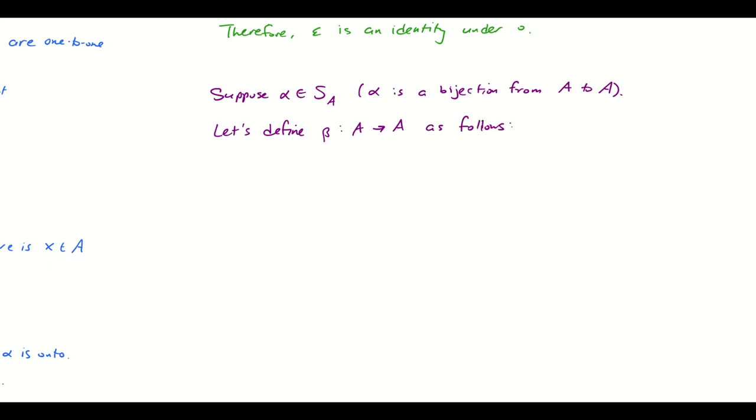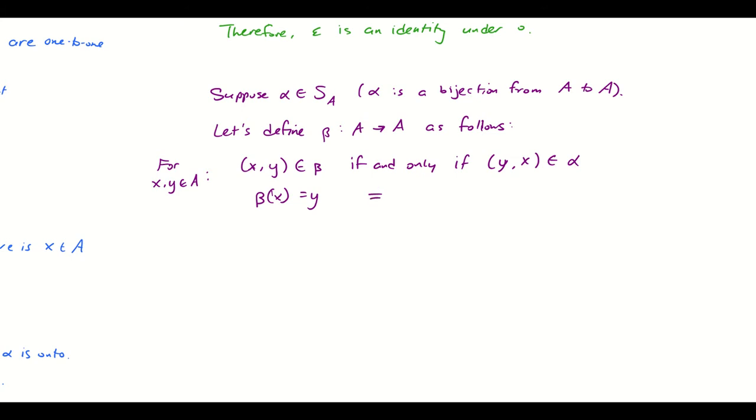I'm going to do this using the ordered pair idea of function to do the definition. So we're going to say that for x and y in A, x comma y belongs to beta if and only if y comma x belongs to alpha. So in other words, beta of x equals y if and only if alpha of y equals x. That'll be our definition of beta.